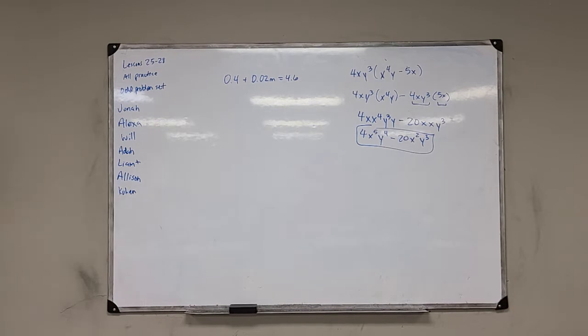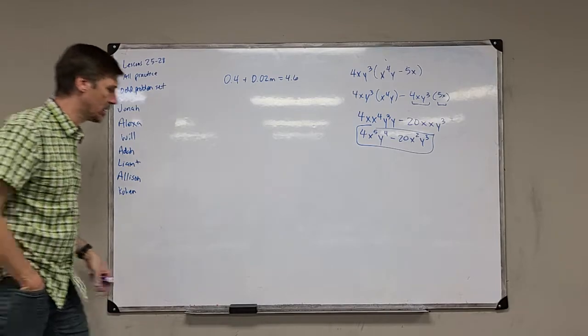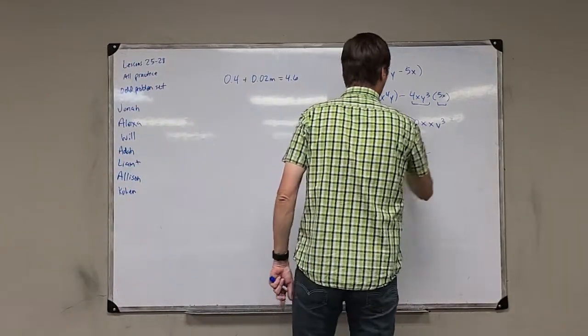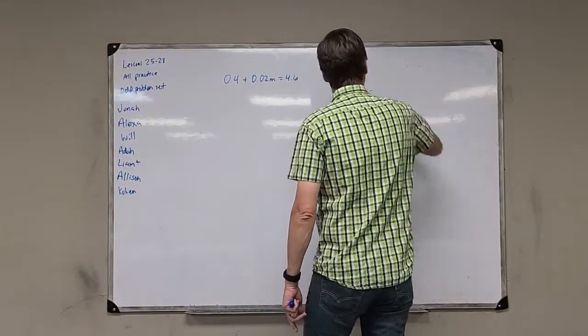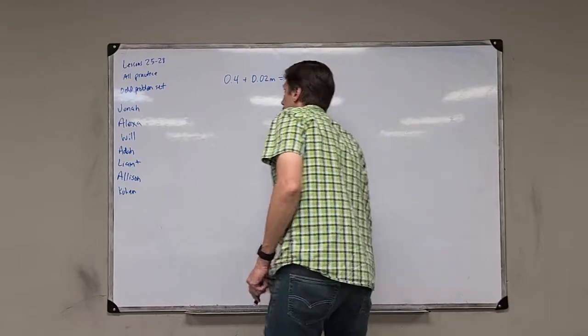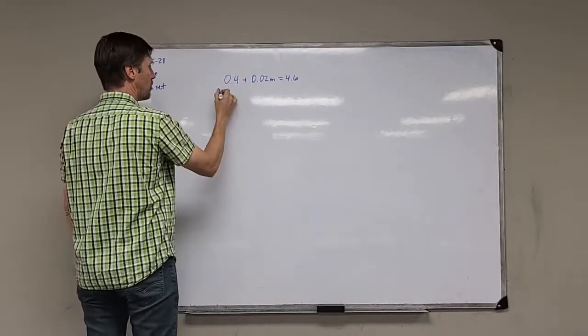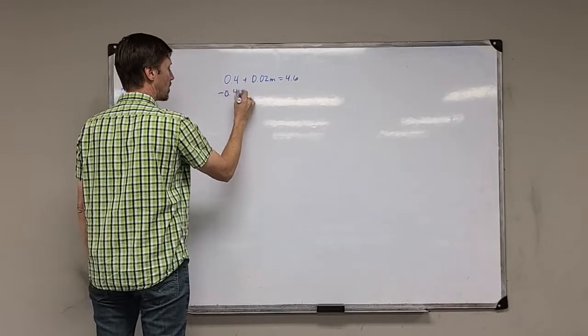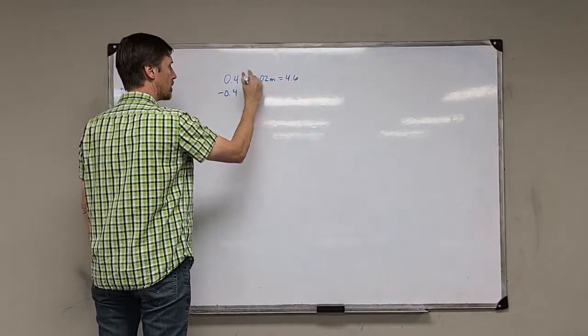So if I have a problem like this, I can totally use my calculator and do the steps that I've always done, right? Where I say, I'm going to subtract the 0.4, so I'm going to do minus 0.4 because I'm trying to get the m. I'm solving for m, right?